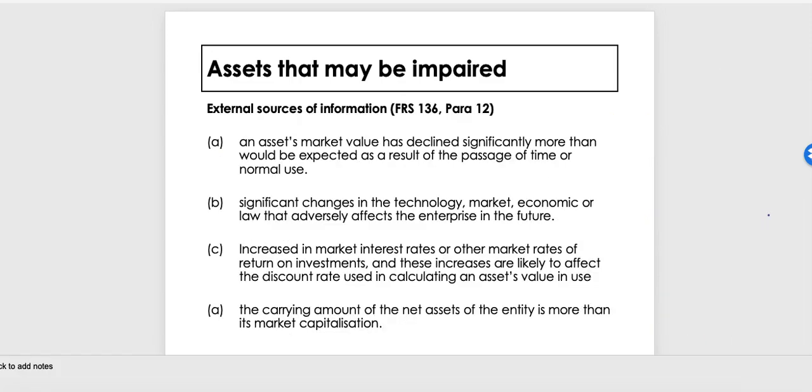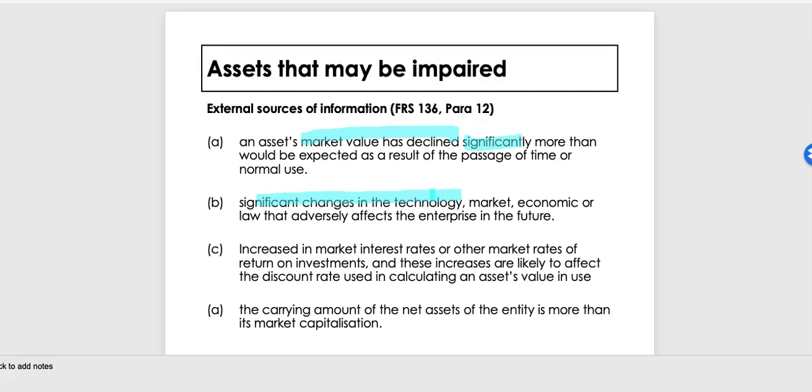So these are information, internal and external, that can indicate your asset may be impaired. The external indication, the first one, is that an asset's market value has declined significantly. Then there are significant changes in technology, especially when you are using a machine.